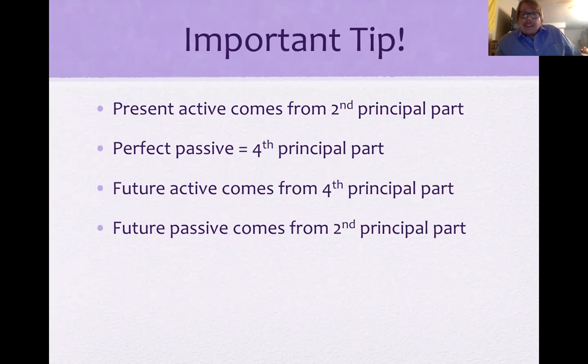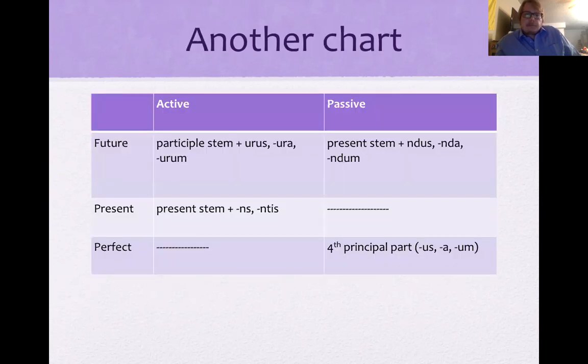So, good little summary here. The present active comes from the second principal part. Perfect passive comes from the fourth principal part. The future active comes from the fourth principal part. And the future passive comes from the second principal part. So I'm not taking anything from the first principal part, not taking anything from the third. For participles in Latin, I am solely forming them based on the second principal part or the fourth principal part.